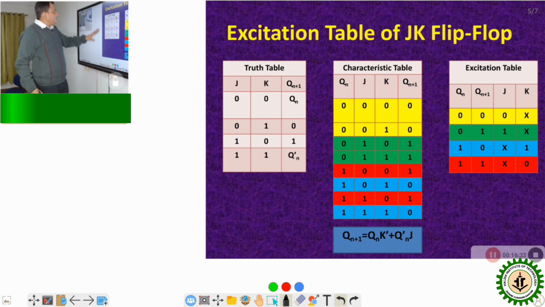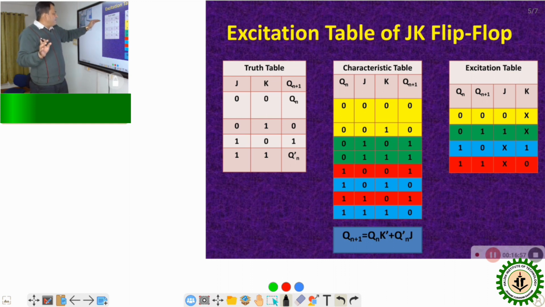Now this is the truth table of the JK flip flop. The only difference from the SR flip flop is that in the SR flip flop we cannot use the 1-1 combination, because it produces an undefined condition. But in the JK flip flop we can use this 1-1 condition. That means we can trigger the J and K input terminals with 1 and 1 logic combinations.